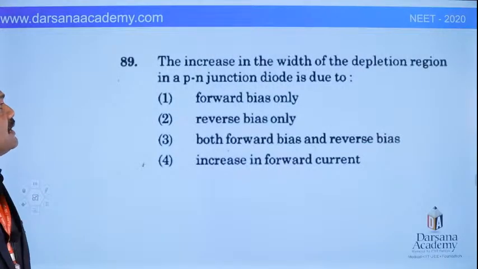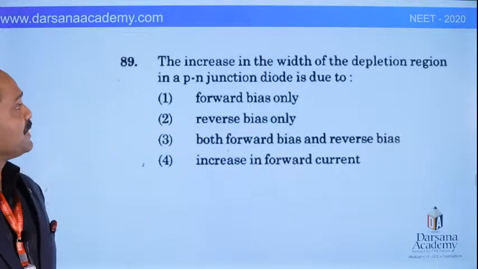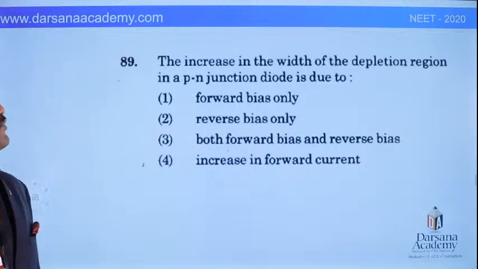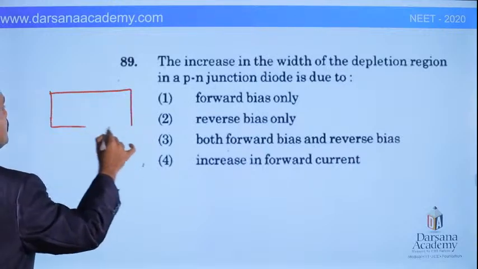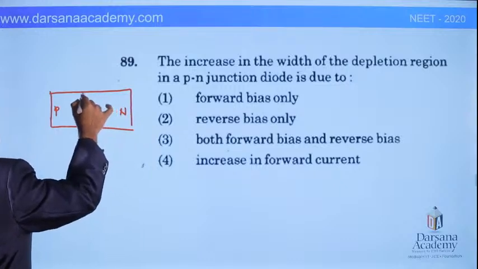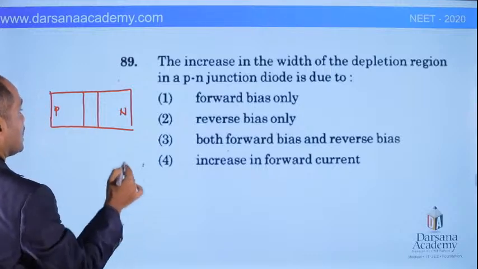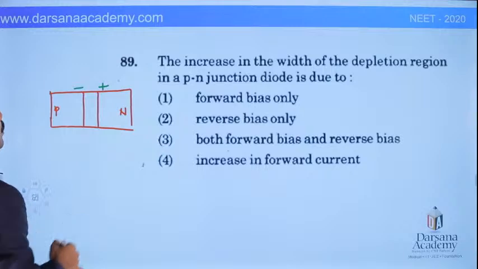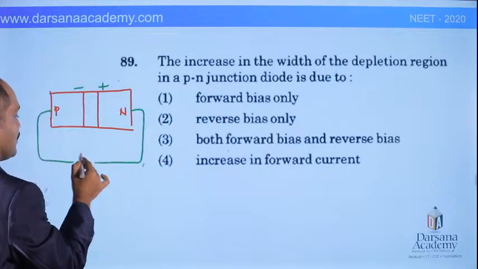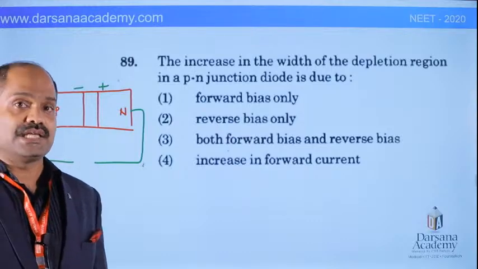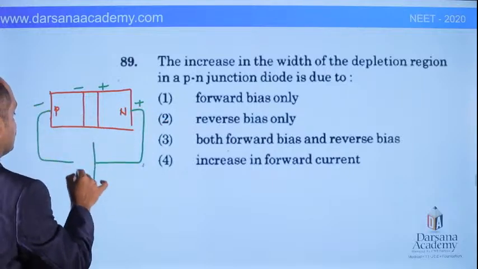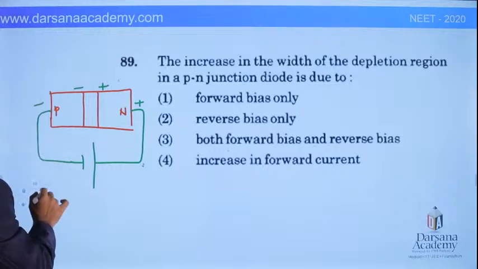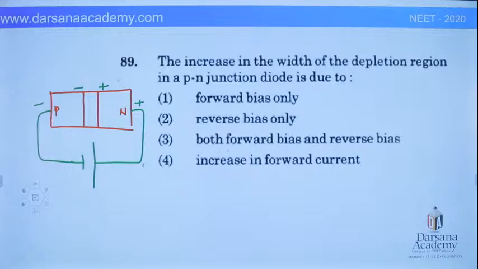Moving on to the next one, question 89. The increase in width of the depletion region in a PN junction diode is due to what? How can you increase the width of the depletion region? What type of connection do you have to make? Consider a PN junction, this part is P and this part is N, and a depletion layer is formed. The P side will be negative and the N side positive. You connect a battery in such a way that the depletion layer width increases and does not cancel out. That means the applied voltage should be supportive: here plus, here minus. So the N side is given positive and the P side is given negative. That means it will be the reverse bias connection. This is a question from your semiconductor part.